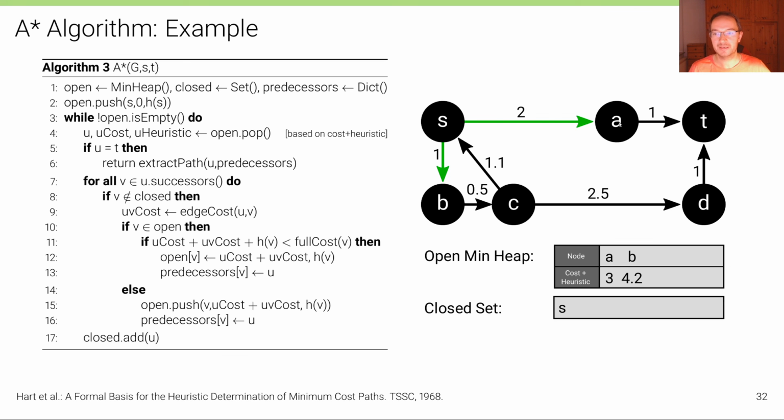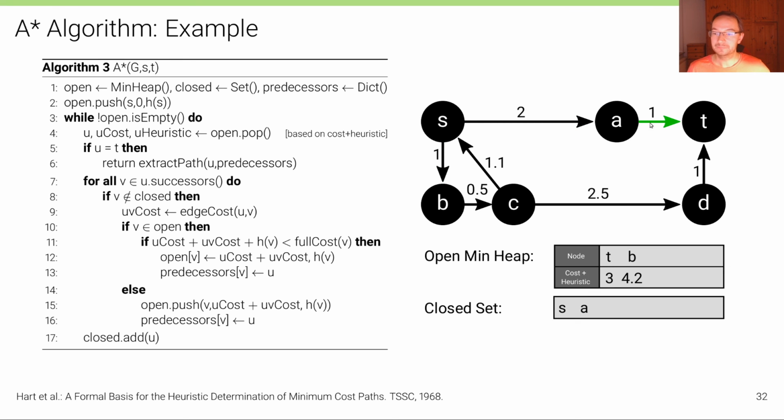And in this case for A, we have a cost plus heuristic of 3 because the cost to A is 2 and the heuristic from A to T is 1. But for B, we have a cost of 1, 0 plus 1. And the heuristic for B to the sink is, in this case, 3.2, which is the Euclidean distance from here to here. It's not illustrated, but I just tell you it's 3.2. So 1 plus 3.2 is 4.2. And now we're popping node A because that's the more likely one.